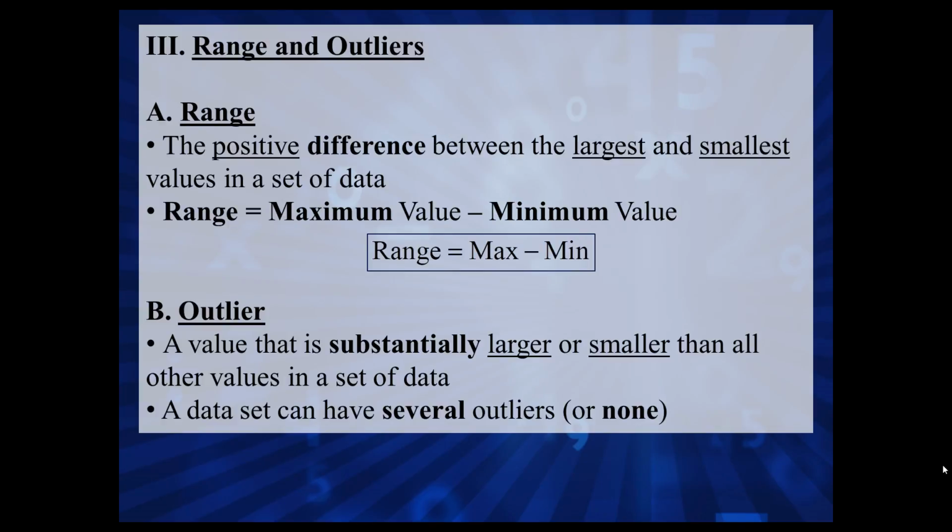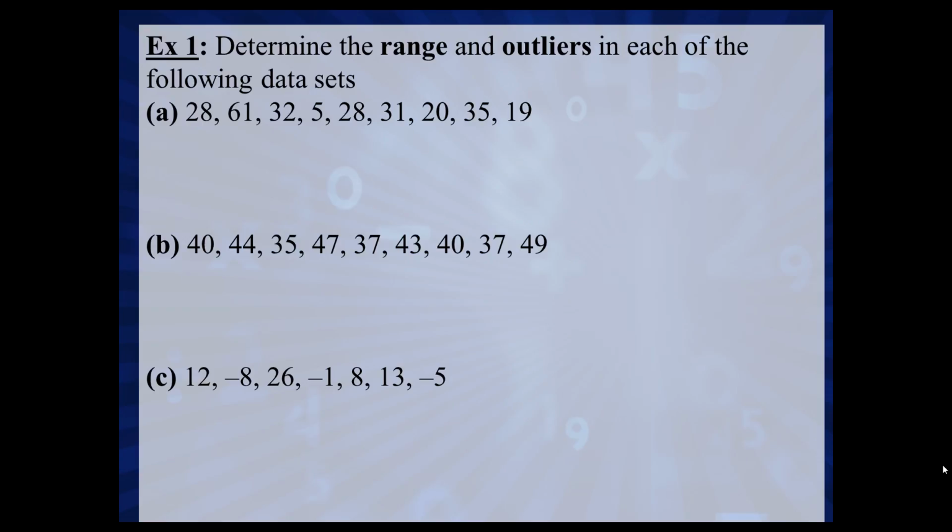In a data set, you can have one outlier, you could have two outliers, you could have several outliers, or it's possible that if the data is consistent, you can have no outliers. Okay, so let's do 3 examples where we're going to calculate the range and also determine the outliers in a set of data.